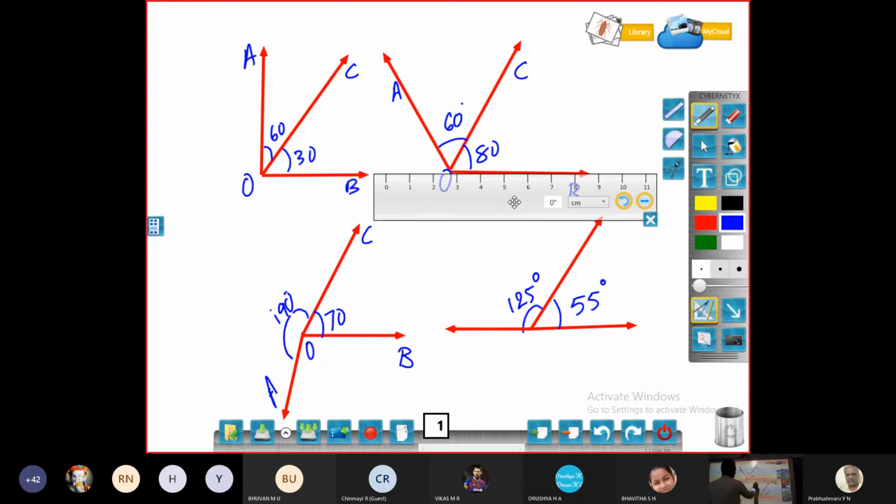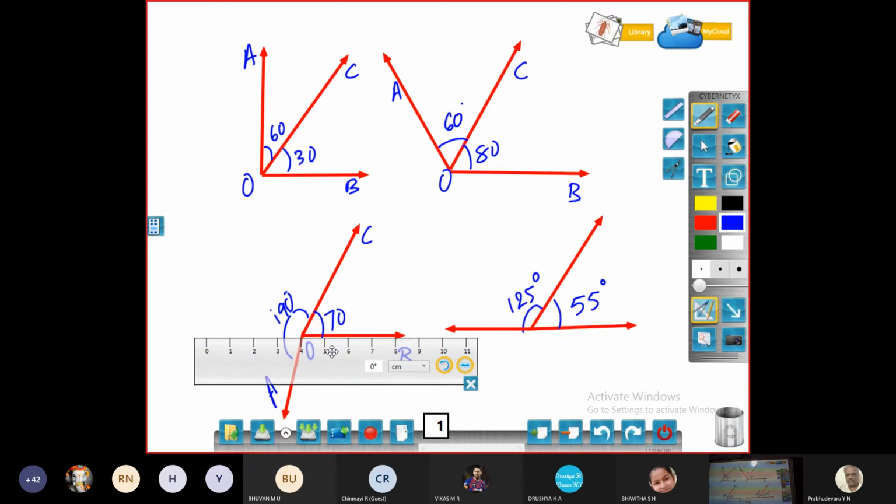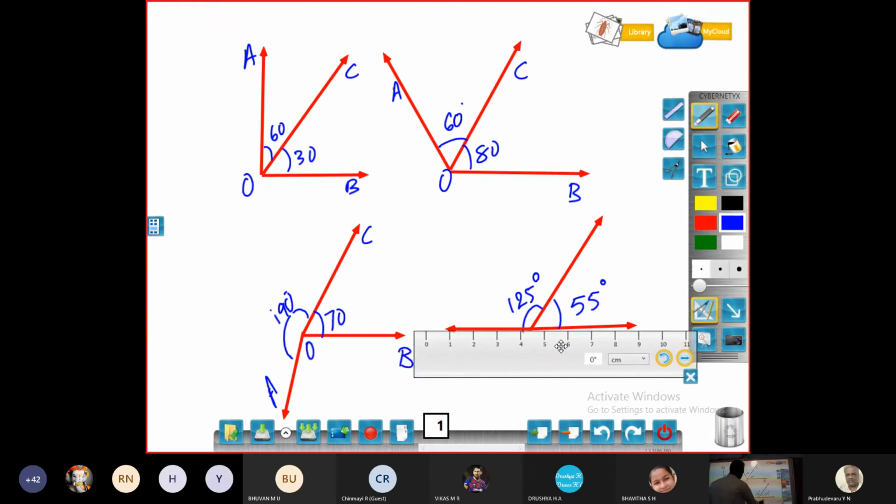Come to the second diagram. 60 and 80 is not equal to 180 degrees. Therefore, again, the non-common arms are not forming a straight line. Come to the third one. 190 and 70, again it is not equal to 180 degrees. So this is also not forming a straight line. Come to the last diagram. Look at this diagram. 55 degrees and 125 degrees. If you add these two angles, it is forming 180 degrees. Therefore, the non-common arms are opposite rays here.